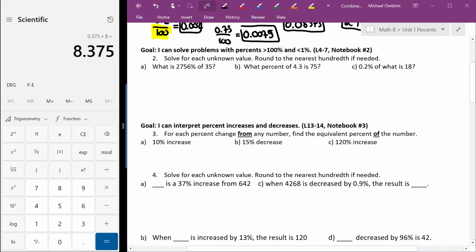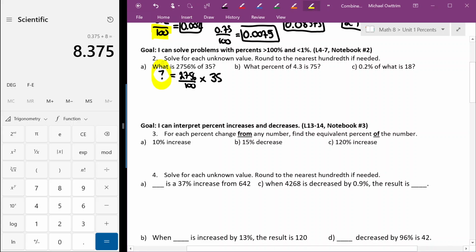Now, our second thing here is just our basic percent of equations. And to solve these, when we don't have anything about increase, decrease, change, we're just going to go ahead and convert our words into math symbols. So what translates into our unknown, is translates into equals. Our 27.56, excuse me, is just 27.56. Percent is out of 100. Of is multiply, and then 35 is just 35.